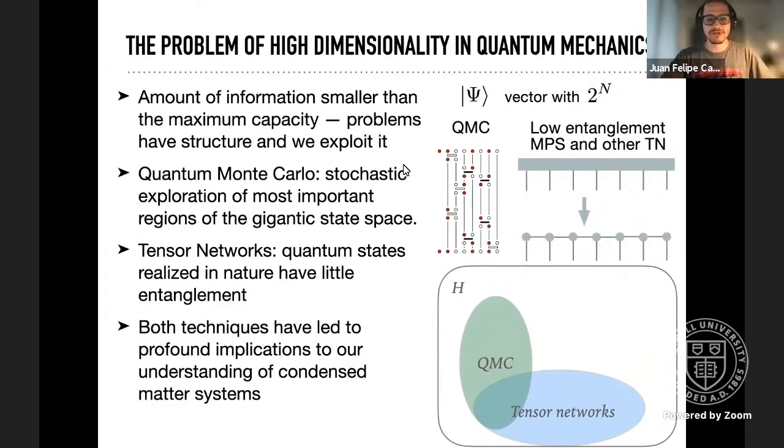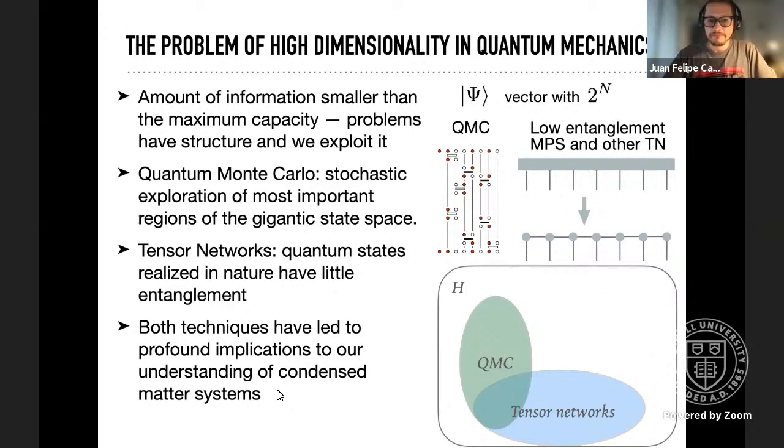There's also a different approach called tensor networks, which are parametrizations of quantum states. What we exploit is the fact that quantum states realized in nature have little entanglement. We propose an ansatz based on the idea that low-entangled states are easy to represent using tensor networks. Both techniques, quantum Monte Carlo and tensor networks, have led to profound implications for our understanding of condensed matter systems.